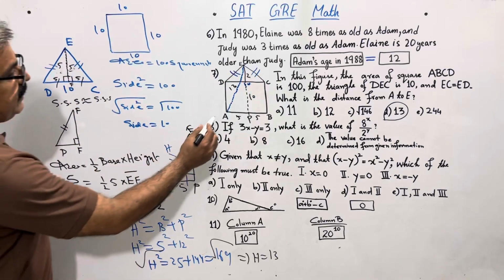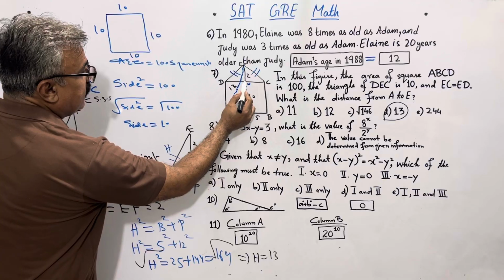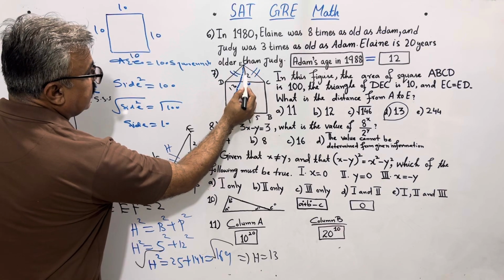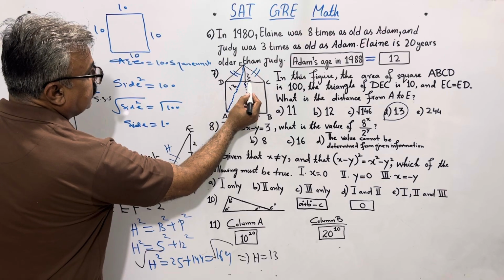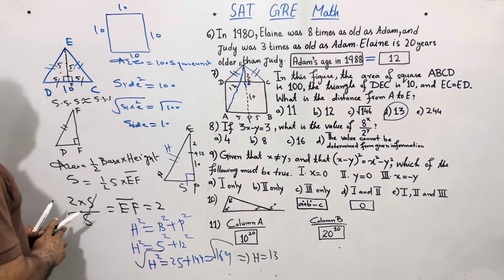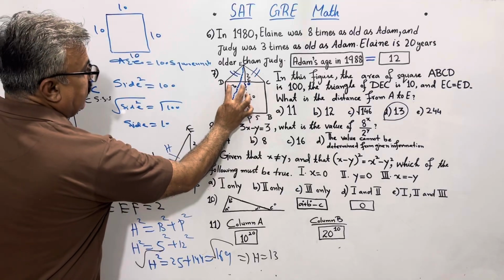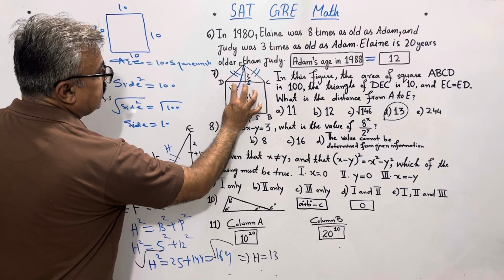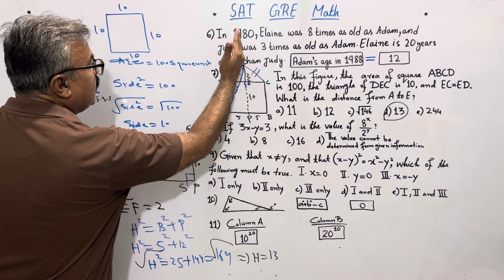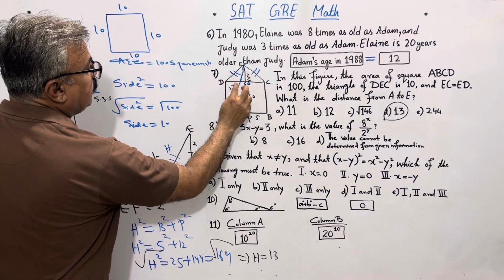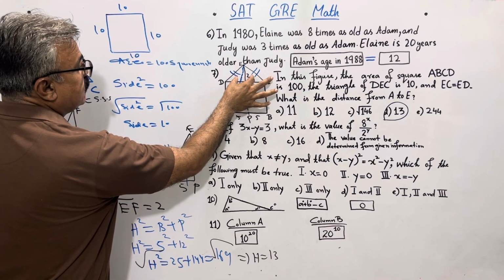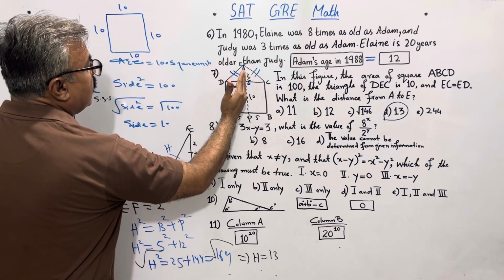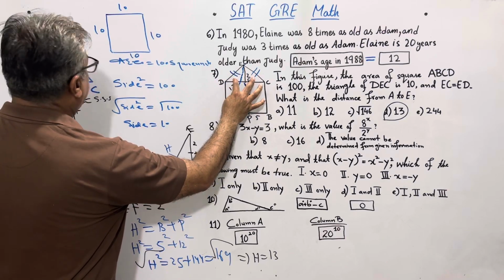We have dropped a perpendicular bisector EF on DC. It gives us DF 5 units and FC 5 units. We have divided the area by 2 because they are both congruent triangles. Total area 10, 5 here, 5 here. The area is evenly distributed.